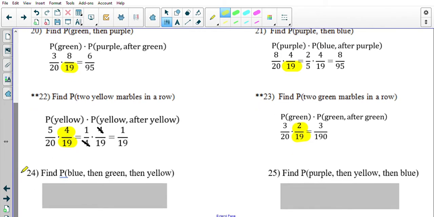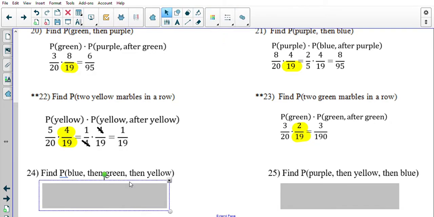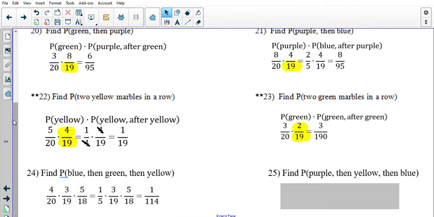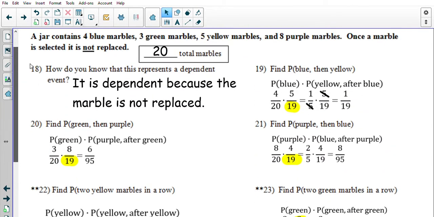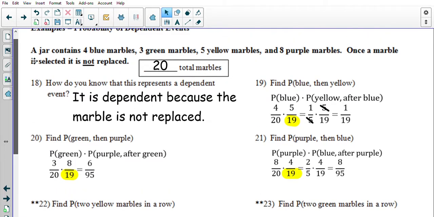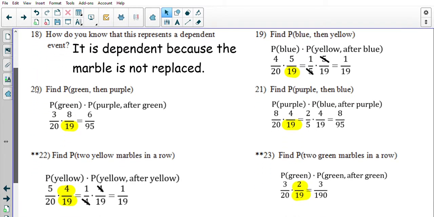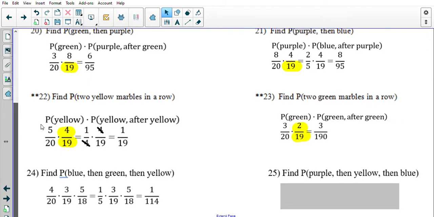Last two, we have three marbles that we're selecting here. So number 24 is blue, then green, then yellow. So for the blue, that probability is 4/20. For our green, that is 3/19, since we only have 19 left. And for our yellow, we have 5 yellow out of just 18. Notice how I'm decreasing that denominator by 1 every time.